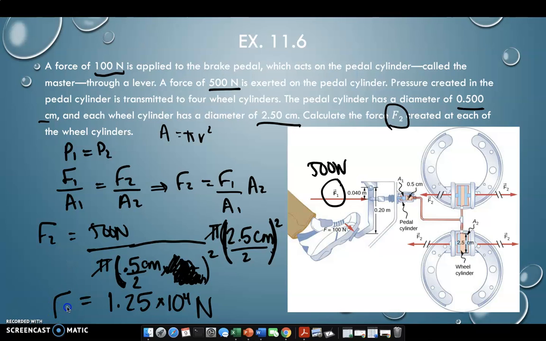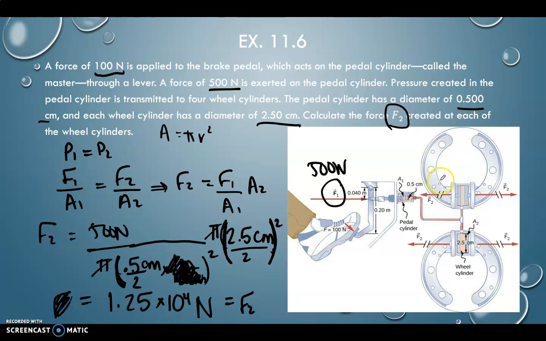So this is our F2. Okay, I can't write it down there for some reason. F2. There we go. Alright, so this is the force that's created at each of the wheel cylinders by that initial force.